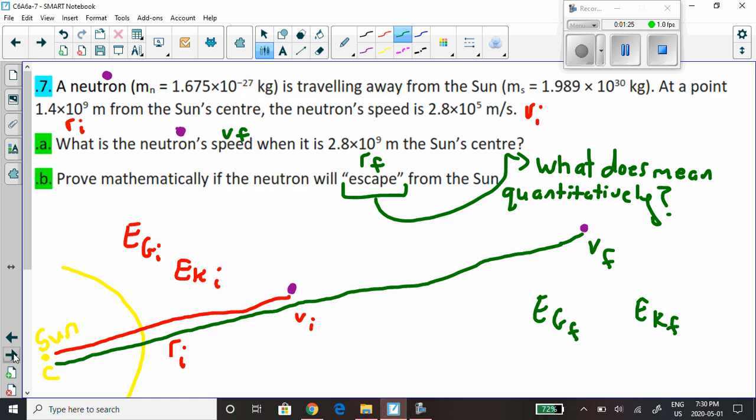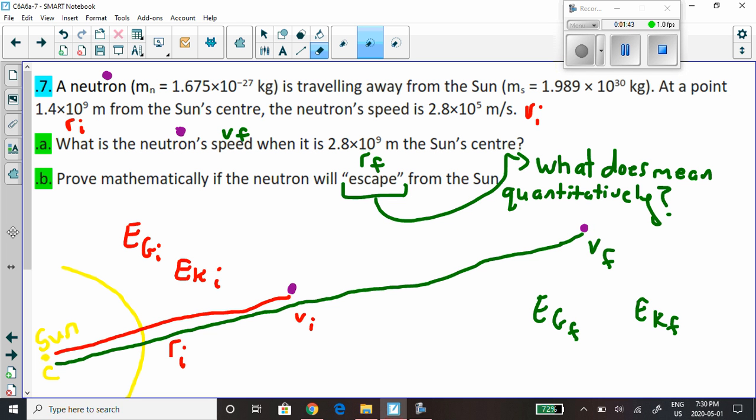And you also asked for 7. So you got a neutron. So I'm going to represent the neutron with this purple ball. We know the mass of the neutron. It's traveling away from the sun. Here's the mass of the sun. Now, when it's at a point of 1.4 times 10 to the 9 meters away from the sun's center.